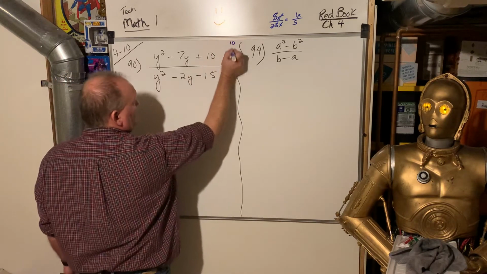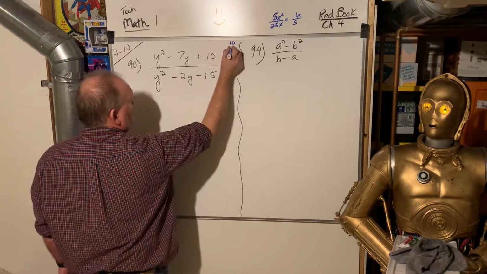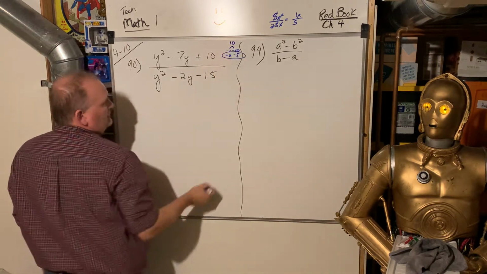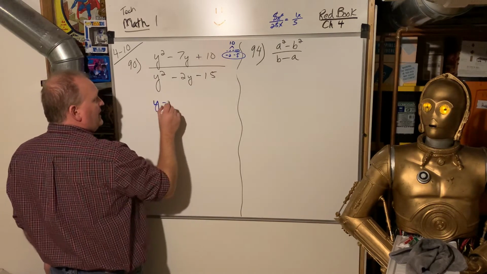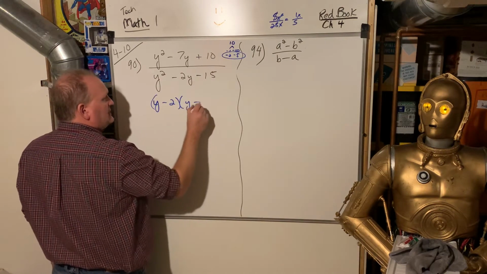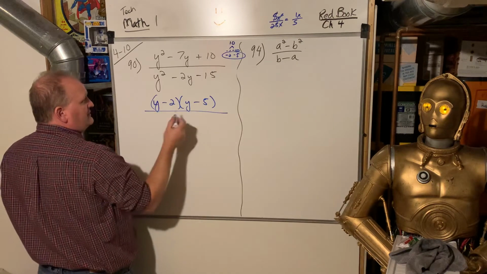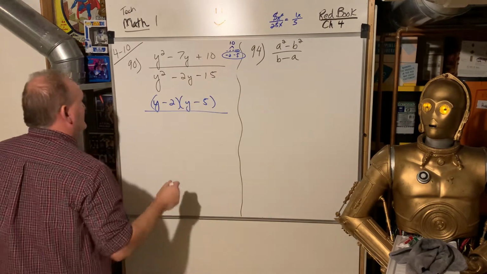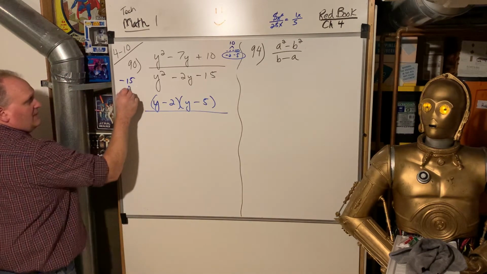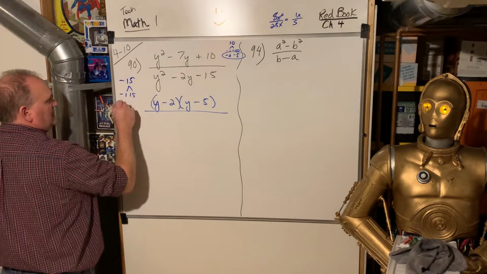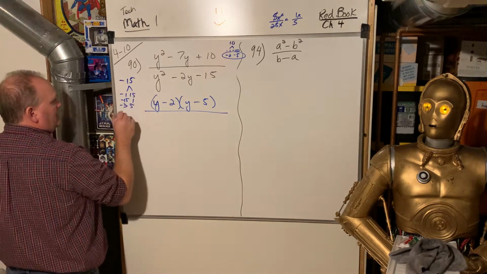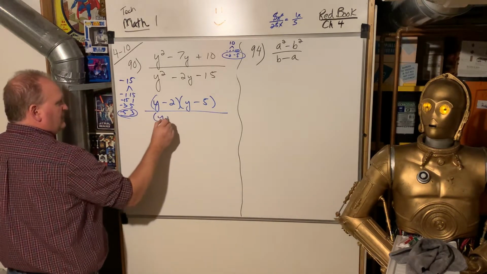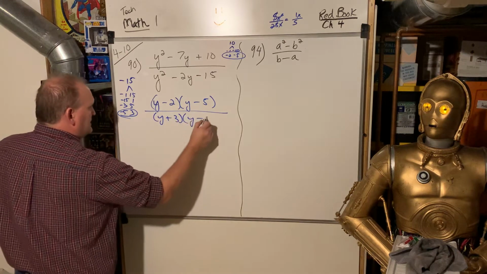So it multiplies to be 10, but adds up to be a negative 7. That's negative 1 and negative 10, or negative 2 and negative 5. That's negative 2 and negative 5. So we got y minus 2 times y minus 5. That is factored. Multiplies to be that, adds to be that. Now, multiplies to be negative 15. So things that multiply to be negative 15, negative 1 and 15, negative 15 and 1, negative 3 and 5, negative 5 and 3. I want the negative 5 and 3. So y plus 3, y minus 5.